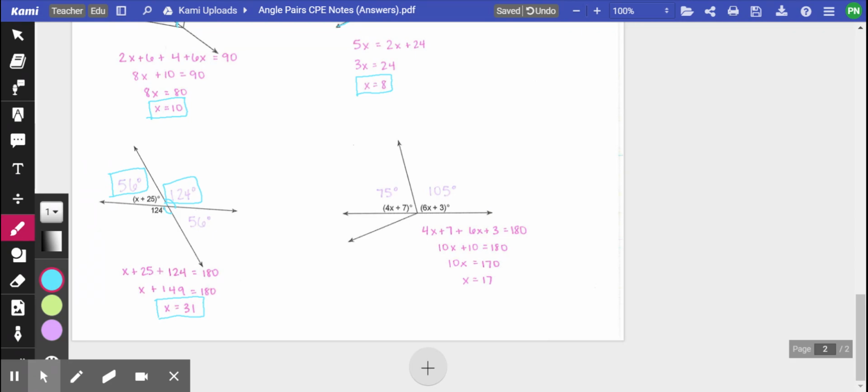And then our last one, same exact concept. You're adding them up to 180 degrees. X equals 17. Plug it back in, and you get 75 and 105. And for all of these, you can always double check your answers to see if it adds up to 180 degrees.